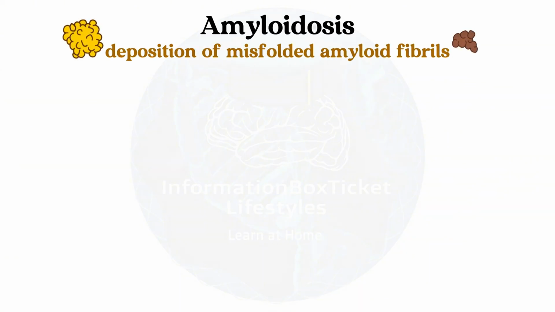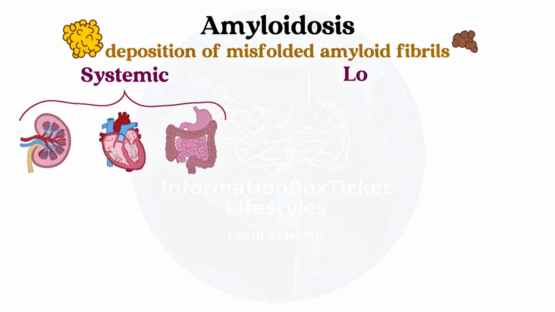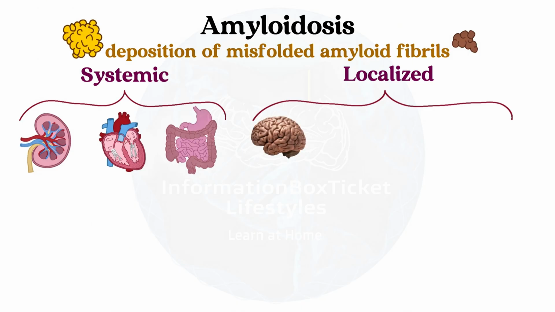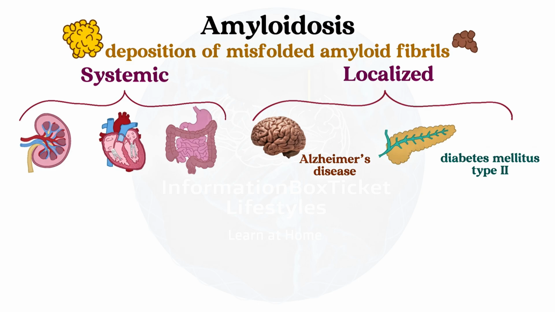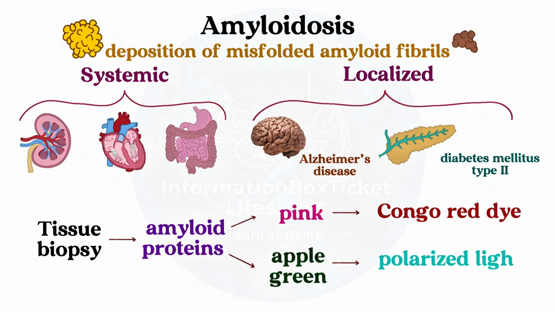All right, let's do a quick recap. Amyloidosis results from the deposition of misfolded amyloid fibrils and can be systemic, affecting multiple organ systems such as the kidneys, heart, and intestines, or localized, as seen in the brain in Alzheimer's disease, or in the pancreas in type 2 diabetes mellitus. On tissue biopsy, amyloid proteins stain pink with Congo red dye and display an apple green appearance when viewed under polarized light.